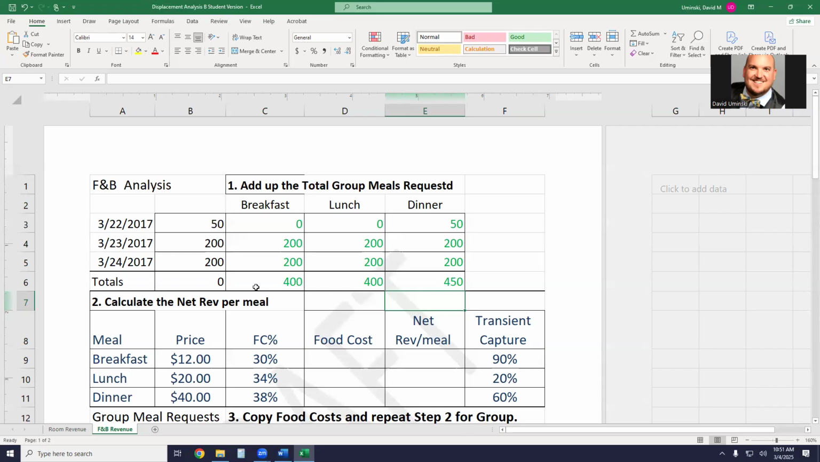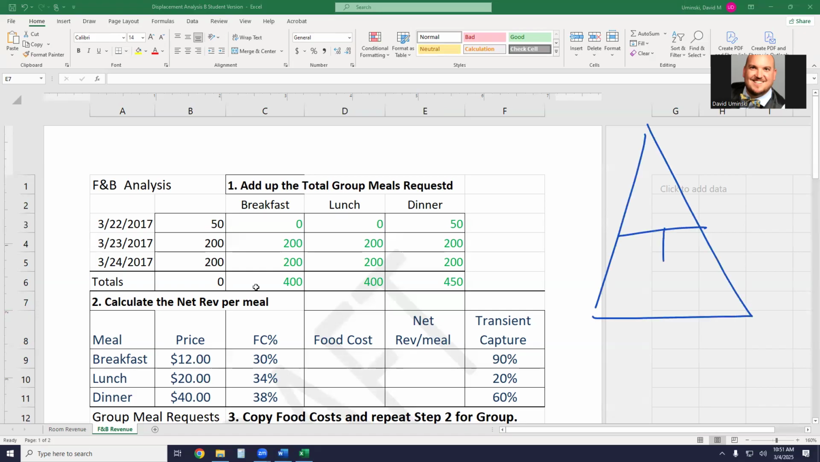So for our net revenue per meal, we first have to figure out what our food cost is. Anybody remember how to find the food cost? Percent and sales. Okay, yes. So if we draw this triangle here, those of you who have not had my cost control class, this will look new to you. Those of you who have had my cost control class, this will be a refresher for you.